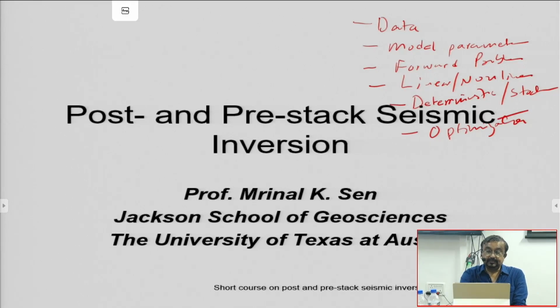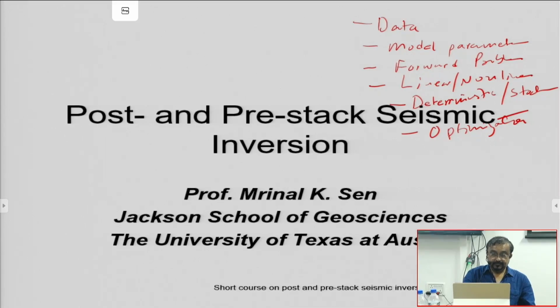So these are different steps, and you have to be quite familiar with these before you actually start to run your inversion. So I'm going to talk about seismic inversion, and this is going to be post-stack and pre-stack, meaning angle stack inversion. And at 4 o'clock, there'll be a talk on full waveform inversion. Okay.